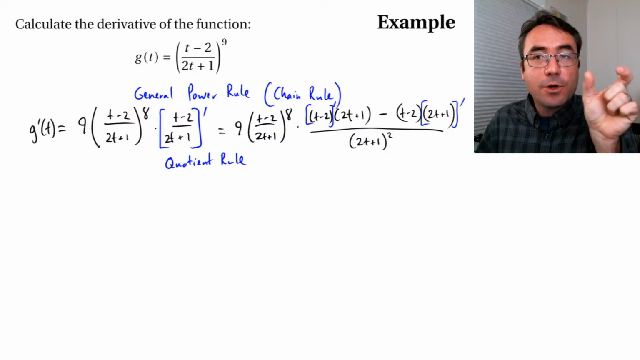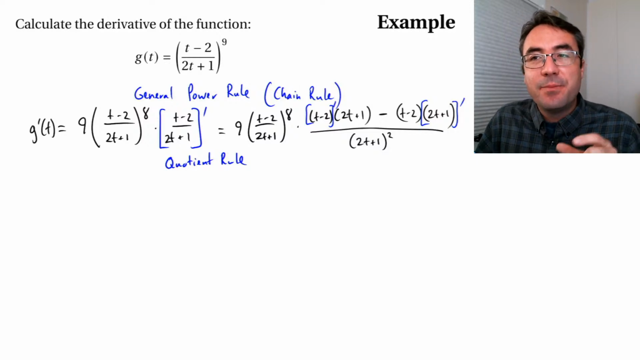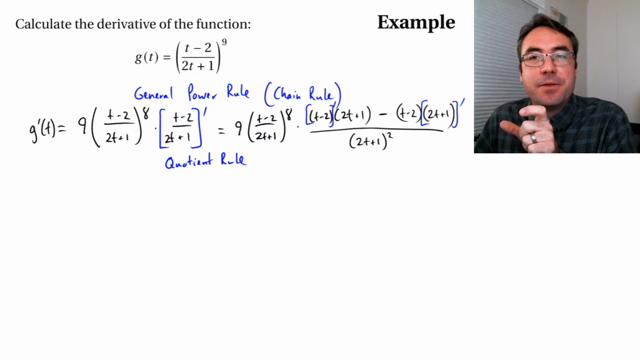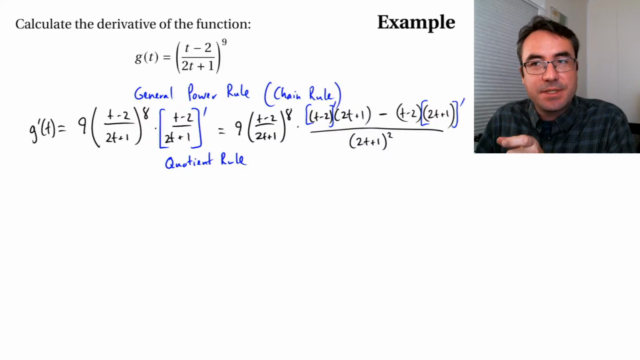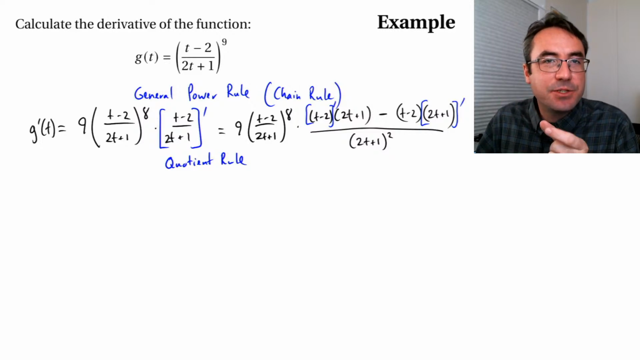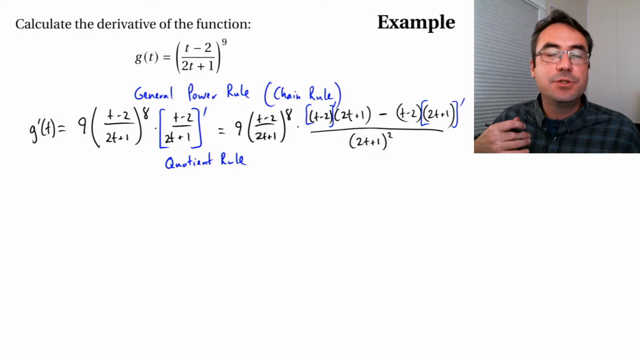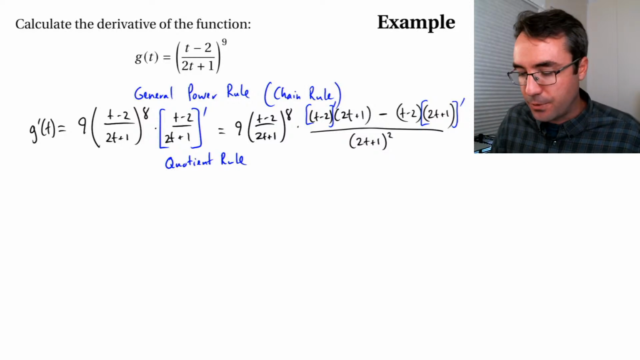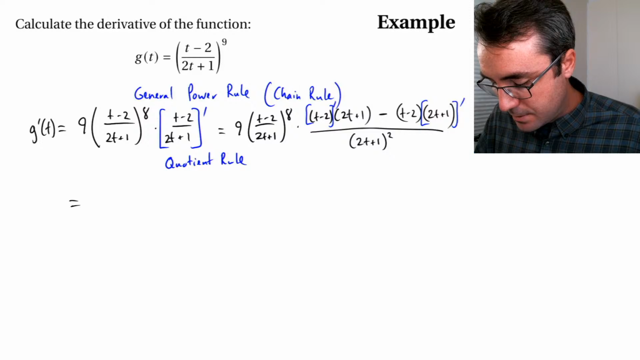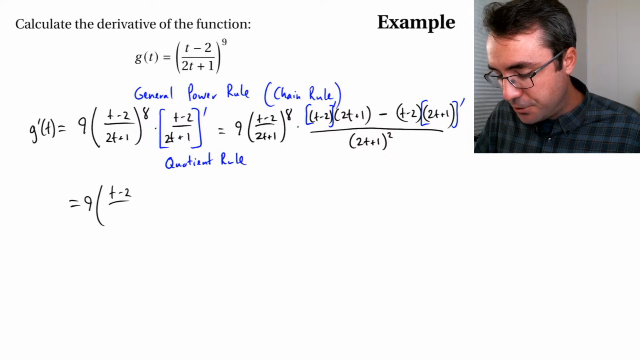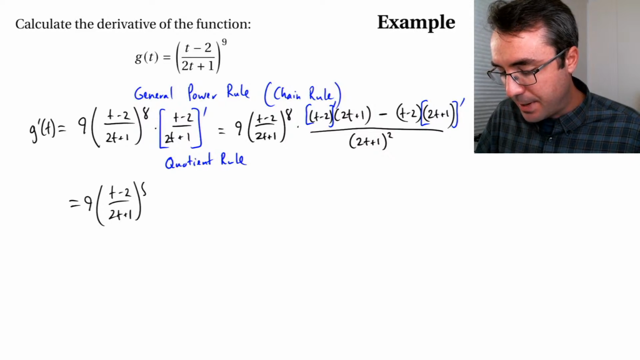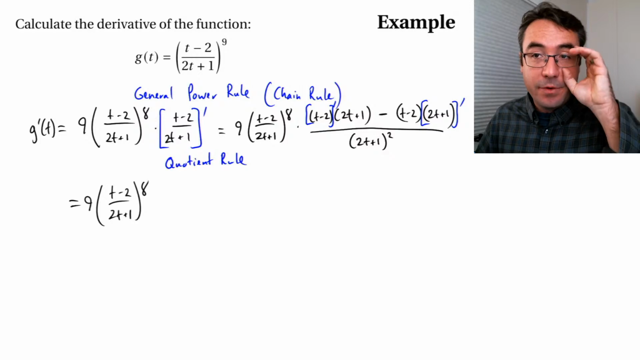We still have a few more terms to differentiate, but each step along the way, the terms that we have left to differentiate are getting simpler and simpler. And so now we get to a point where t minus 2, we can just do that derivative. 2t plus 1, we can just do that derivative. So again, the 9 and that t minus 2 over 2t plus 1 raised to the power 8, we're done with the derivative there.